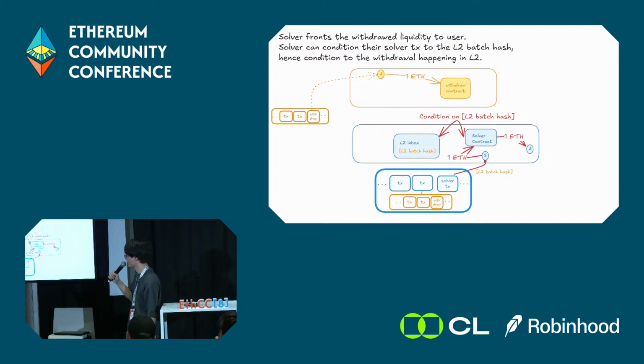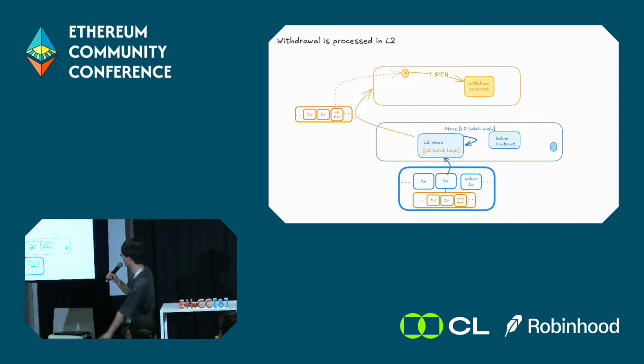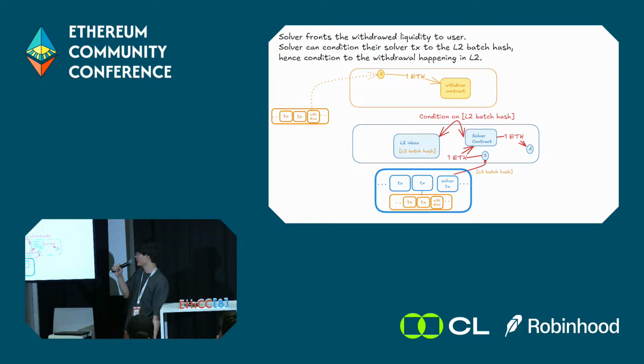And here's where things get interesting. So you have the solver transaction. What does this do? What the solver is trying to do is front the withdrawal liquidity to the user. So they want to enable immediate withdrawals for the L2 user.